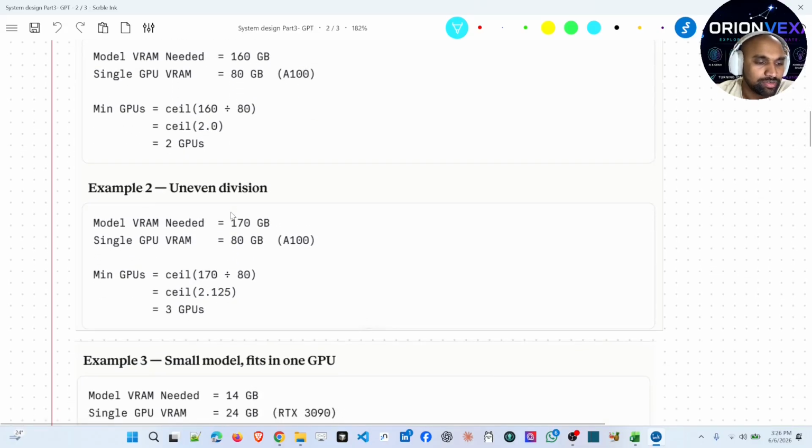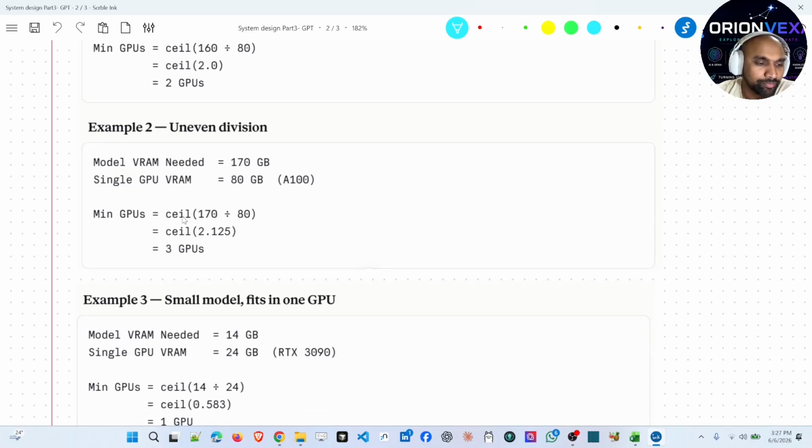If it is an uneven division, that is, the model VRAM required is 170 GB and the single GPU VRAM is 80 GB. So if you consider that one, ceil of 170 divided by 80, we get a ceil of 2.125. In that case, we need to consider rounding up to the next level. That is 3 GPUs we need.